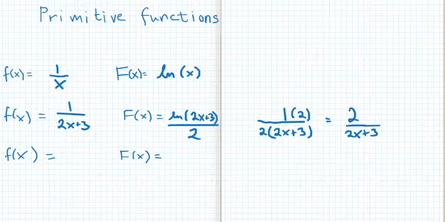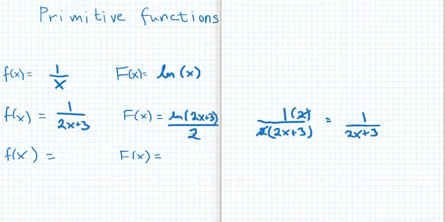Now we can actually cross out the 2 here and the 2 here. So instead of a 2, we would have 1. Okay, and that's the function. So is there a formula here? Well, if we have an expression, for example, we're just going to write the primitive as ln of this expression divided by 2.